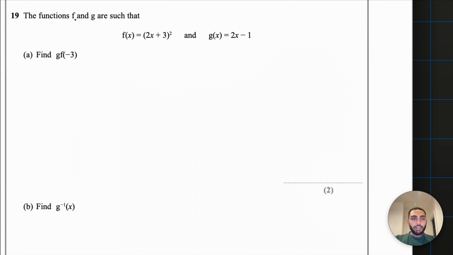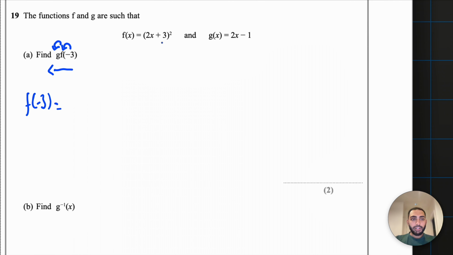Question 19. The functions f and g are such that f of x is this and g of x is this. Find gf of negative 3. Normally when we read English, we read left to right, but when we read functions, we read right to left. So we're going to substitute negative 3 into f, and whatever value we get from that, we're going to substitute it into g. So let's do f of negative 3 first.